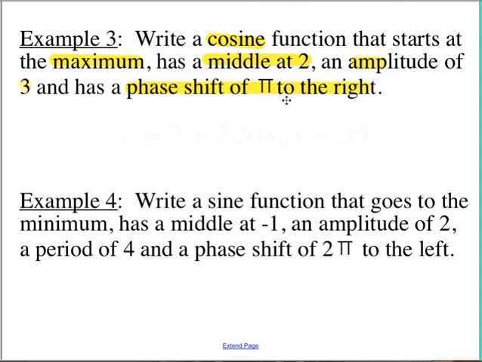Now, one thing I didn't talk about was the period of the graph, and I also didn't talk about the horizontal stretch. When I don't tell you what the period is, it's assumed to be 2 pi, which is what the unit circle is. So my answer for example 3 is y equals 2, the middle, plus 3, the amplitude, cosine, that's a positive cosine because it starts at the maximum, and a phase shift of pi to the right, x minus pi. So try 4 on your own and bring in your answer tomorrow and have me check it.